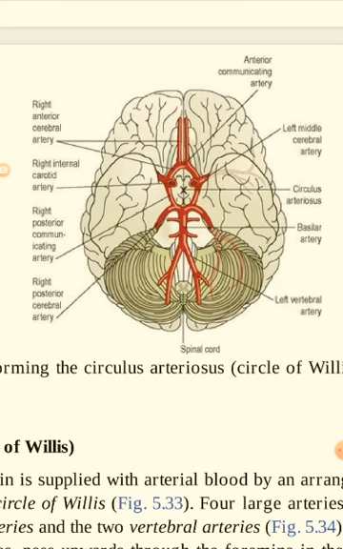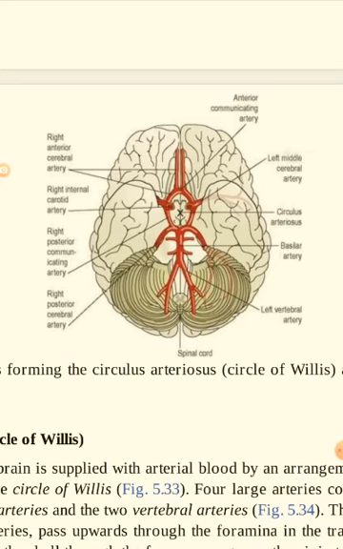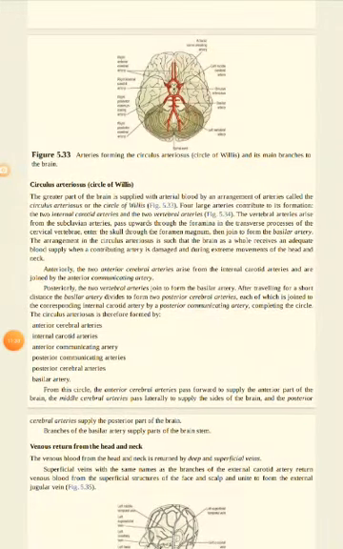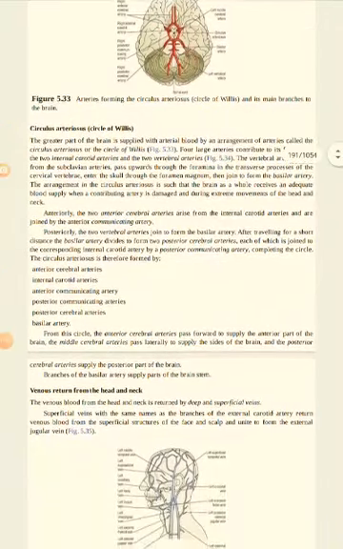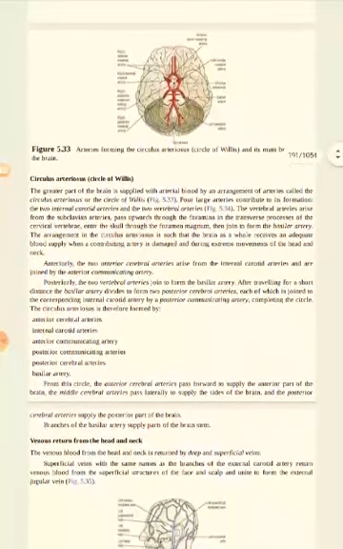The major contributors to the circle of Willis are the two internal carotids and two vertebral arteries, which through various branches like the anterior cerebral artery, posterior communicating artery and basilar artery, supply the base of the brain. Branches of the basilar artery also supply different parts of the brain stem. So you must know the circle of Willis, which is very important. This is all about the arterial supply of the brain.